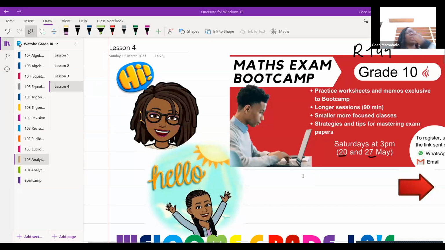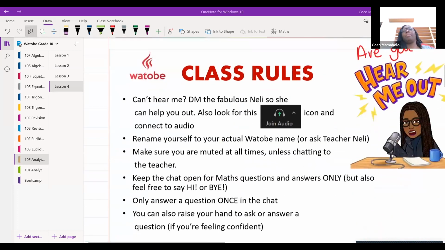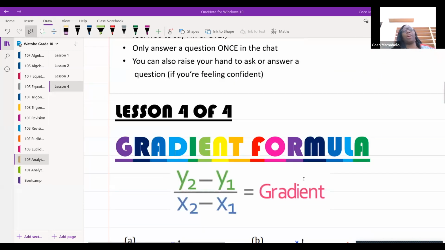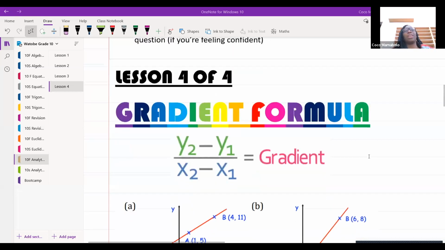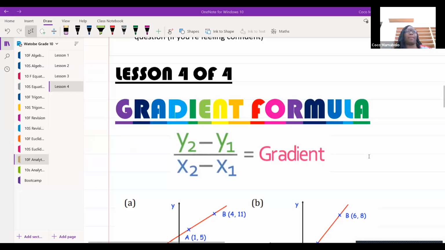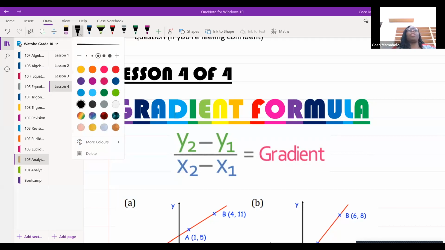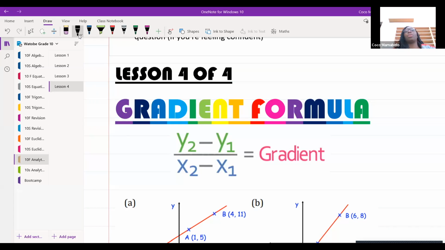Let's get started. Okay, so in the last lesson, guys, we had been talking about the midpoint theorem. But we're not going to go through the midpoint formula today, not the theorem, the midpoint formula. We're going to be looking at the gradient formula. Now I want you guys to tell me something. First, you're going to comment on my drawing skills. I'm hoping that my drawing skills will be okay.